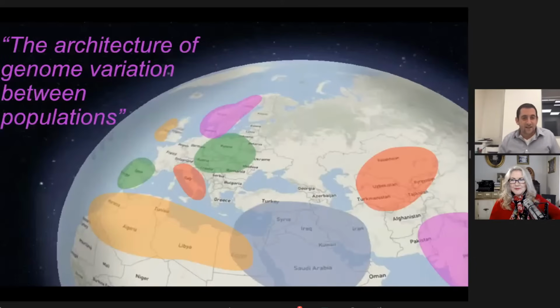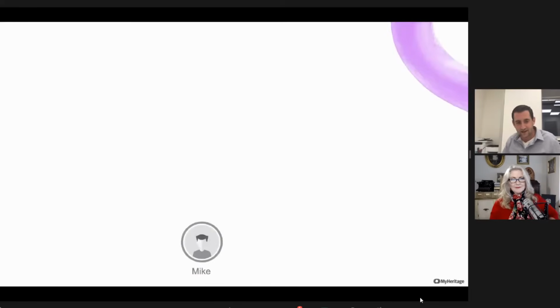So ethnicity estimate as a whole, as a term, is what we like to call the architecture of genome variation between populations. Basically, it's our attempt to tell you where your ancestors came from, to break down the world into different ethnicities and tell you how much you inherited of those. And I'll explain with an example. Let's start with an example.